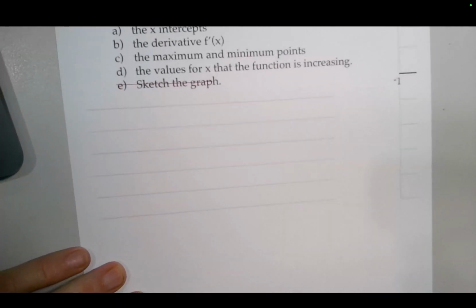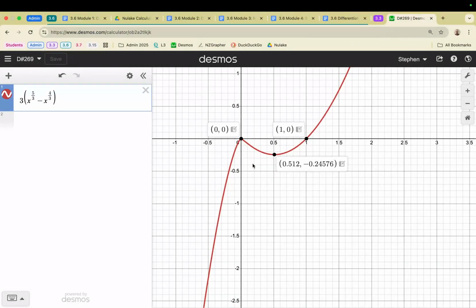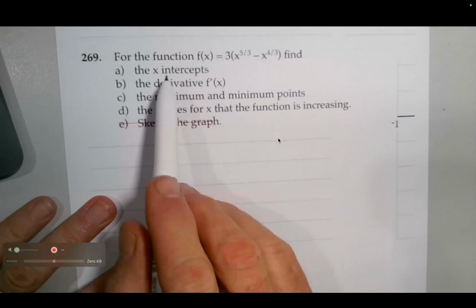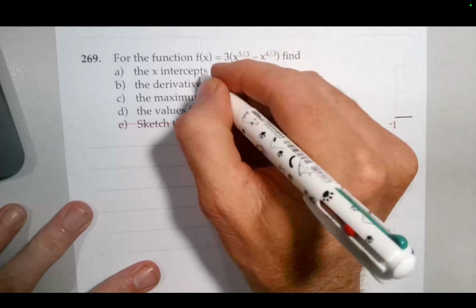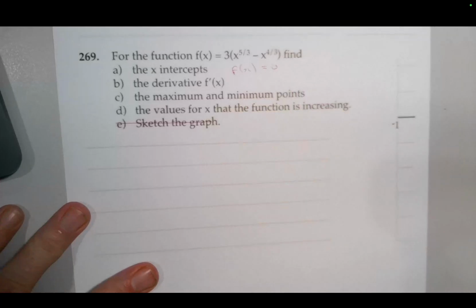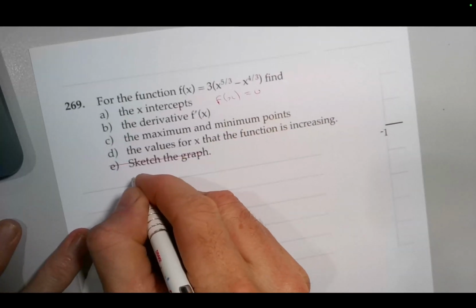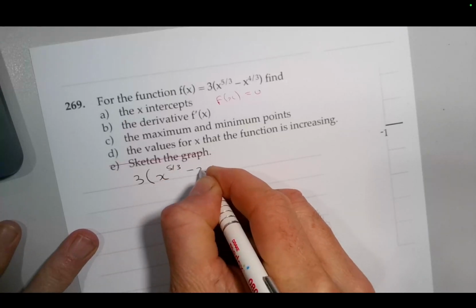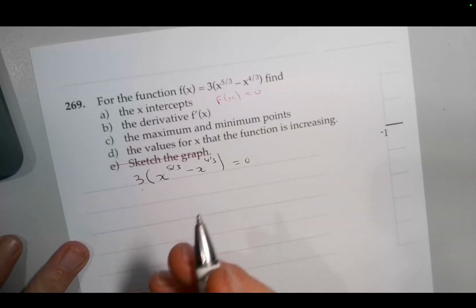But the key skill set, folks, sadly, is not to be able to use this technology, but can we algebraically get those answers? That's our challenge. So the intercept is when you've put f of x equal to 0. Okay, so let's just do that now. Let's bring this down here. 3 bracket x to the 5/3 minus x to the 4/3 equal to 0. The first thing that's going to go is the 3.